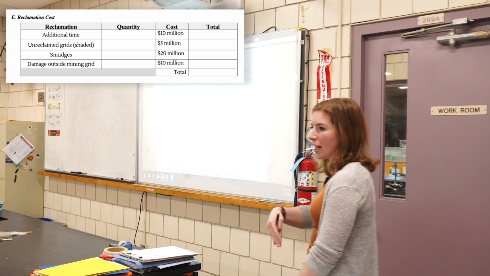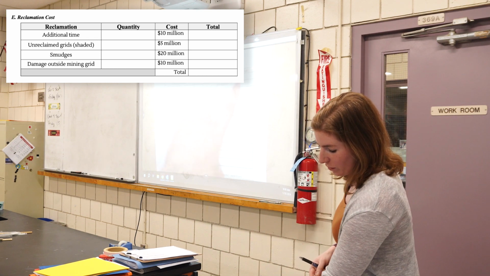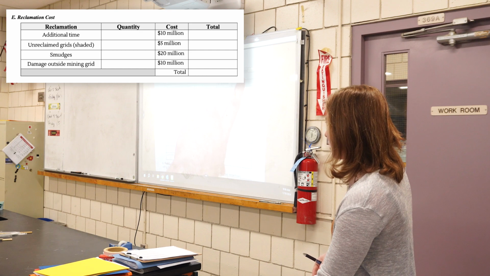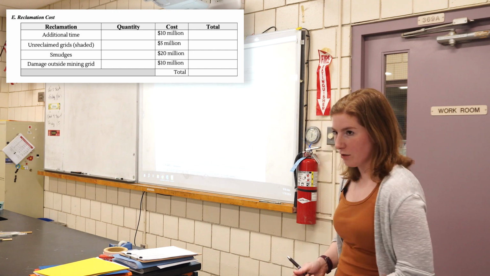So additional time, for those of you that bought an additional minute, put a 1 here, so then your total would be $10 million, the cost for that time. If you didn't buy any additional time, you can put a 0.